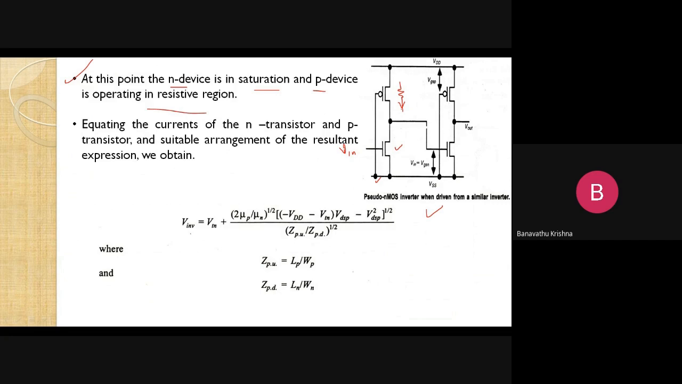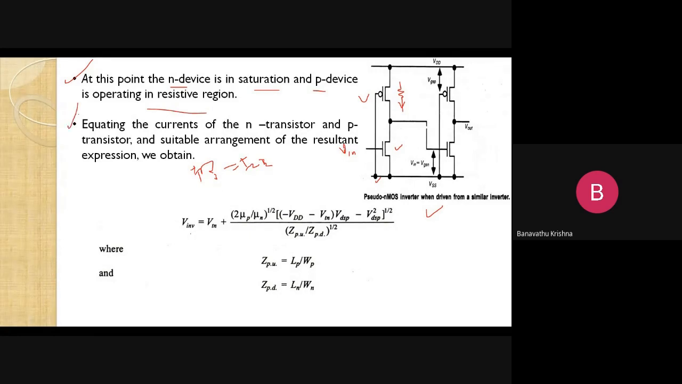So here, equating the current response, I want to calculate the current response of the particular inverters. You know that I1 R1 equals I2 R2. Here the P device is in the resistive region and there is a current source, and the N device is in the saturation region. Because there is a path from VDD to VSS, the current flows from VDD to VSS. So I want to equate the currents.